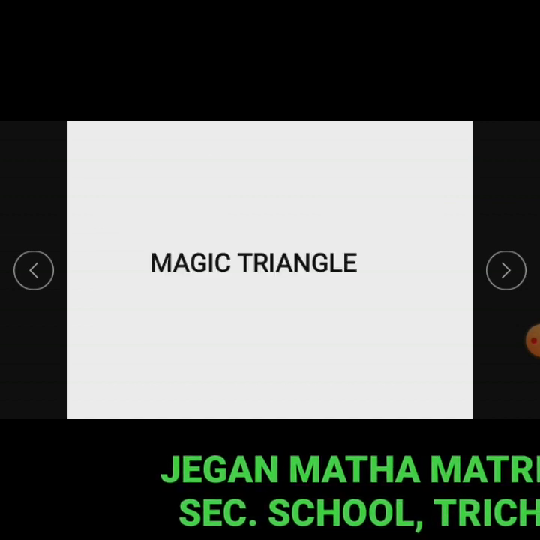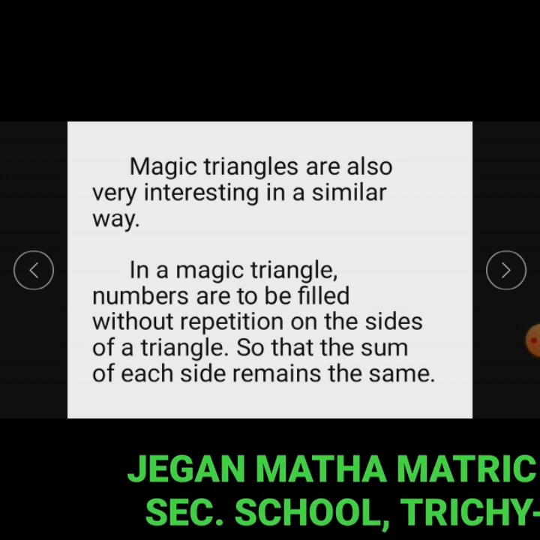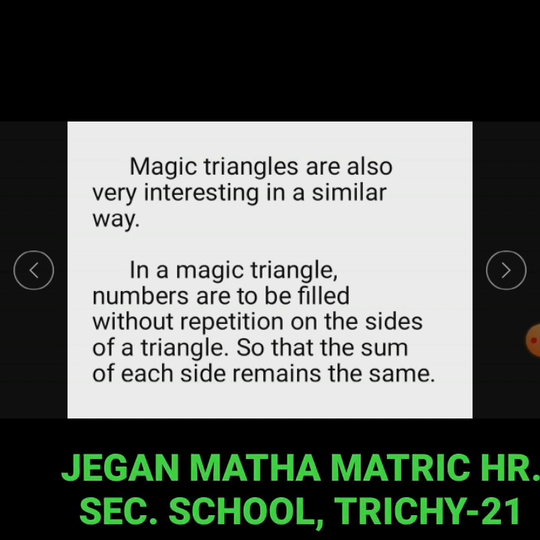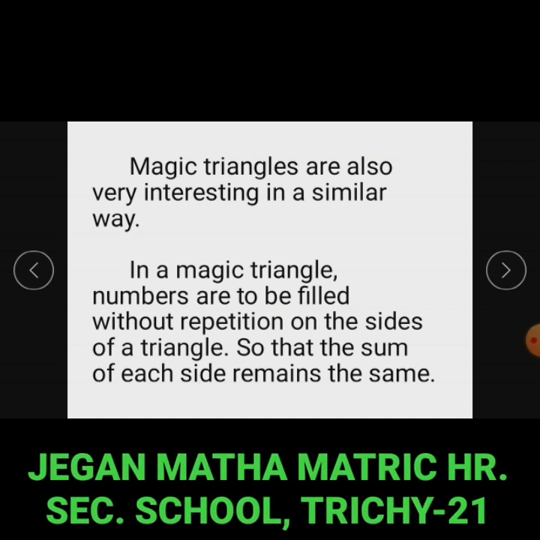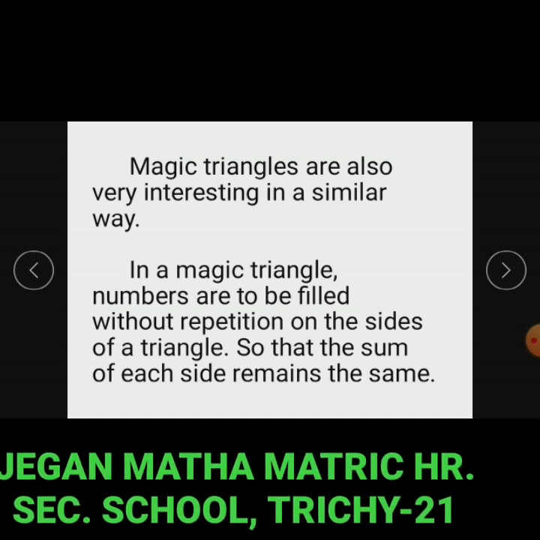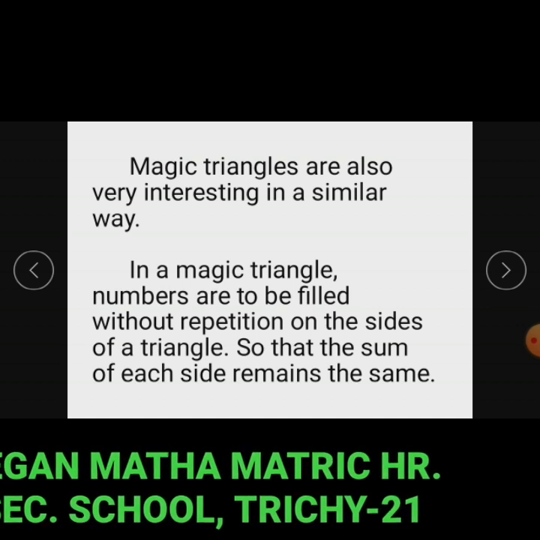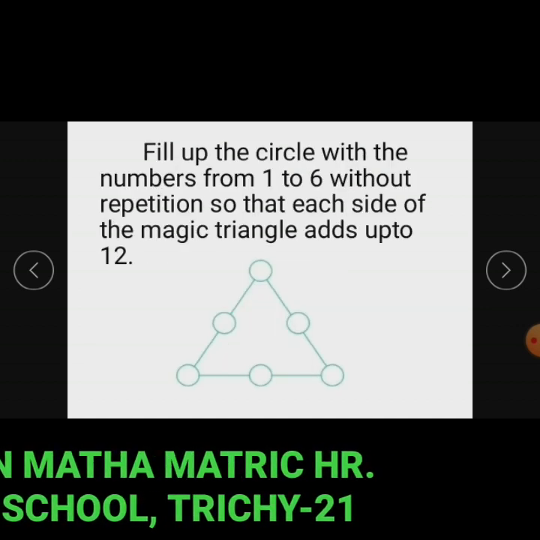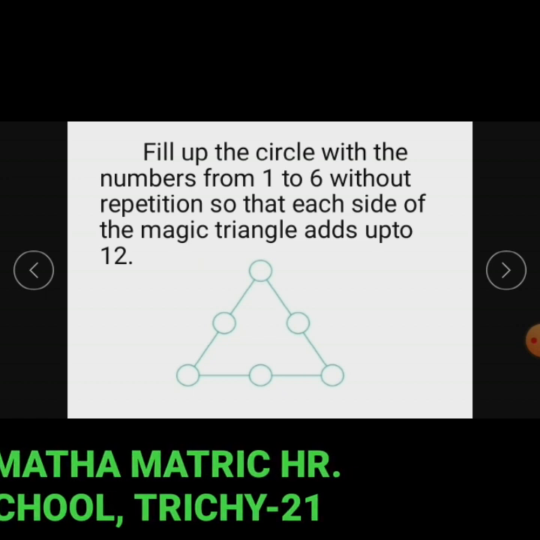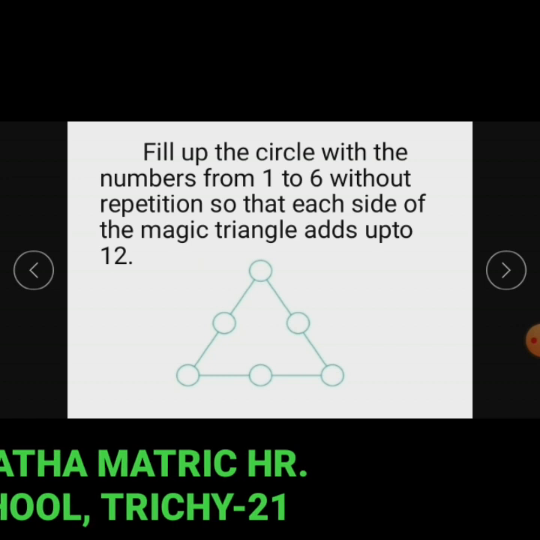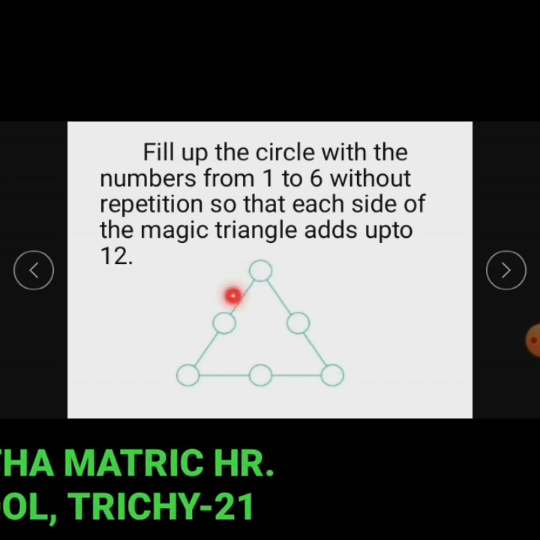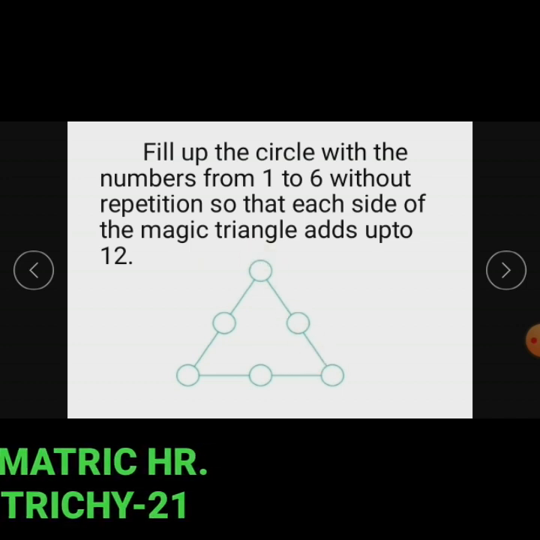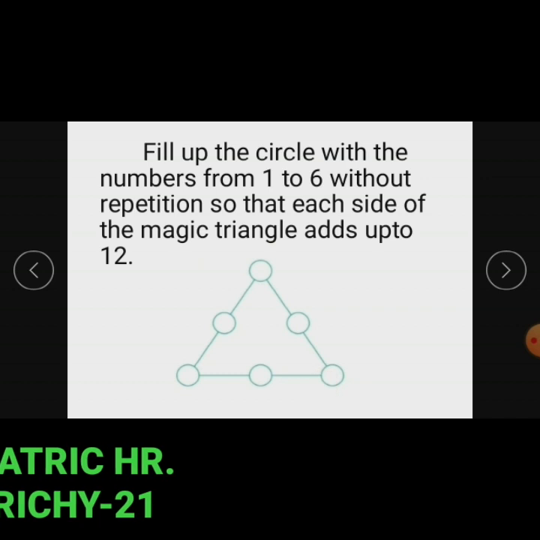Magic triangle. Magic triangles are also very interesting in a similar way. In a magic triangle, numbers are to be filled without repetition on the sides of a triangle so that the sum of each side remains the same. Fill up the circles with the numbers from 1 to 6 without repetition so that each side of the magic triangle adds up to 12. So this is the magic triangle.